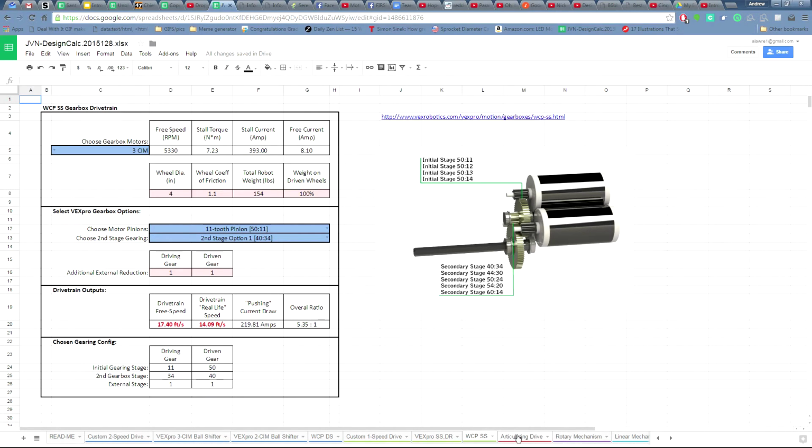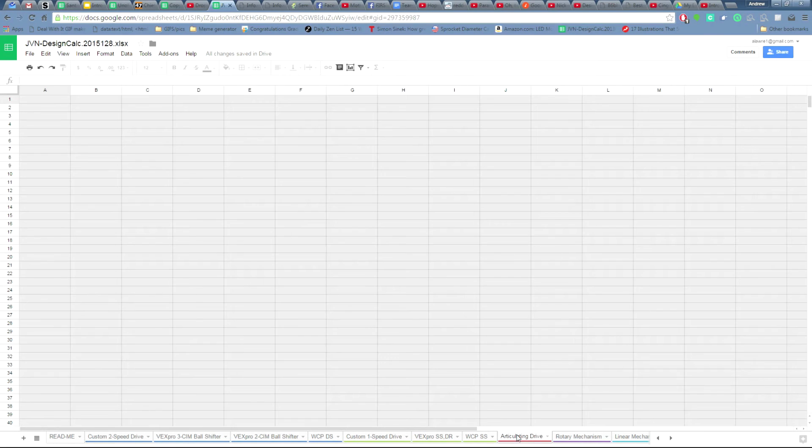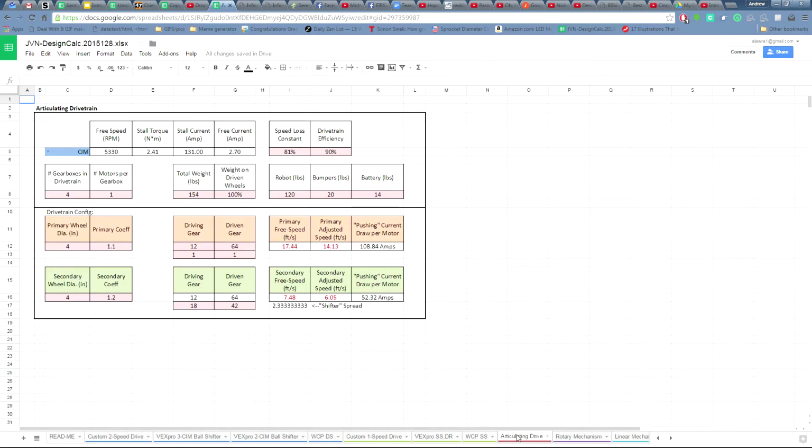So going through the WCPSS, I think that's single speed. Gotta ask RC what those actually stand for. Articulating drive, that is for butterfly drives or octocanum. They work similarly. You're seeing a lot of the same stuff over here, the base motor selection, the speed loss constant, the weight, and all that good stuff. This one's interesting. It separates bumpers and battery. Way to be consistent.